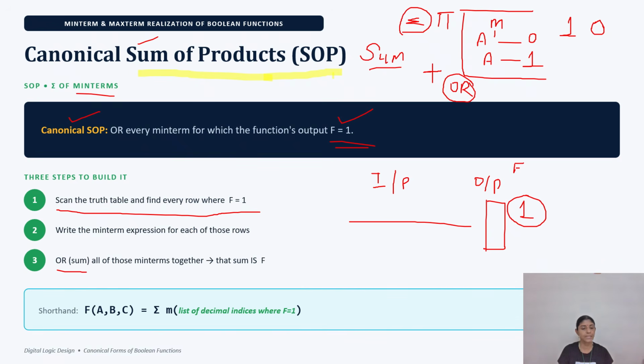See here, it is a shorthand notation. What does f represent? Function. How many inputs am I using? 3 inputs: input A, input B as well as input C. So what is my output? Sum of minterms. So list the decimal indices where f is equal to 1. I hope you can understand these 3 steps.